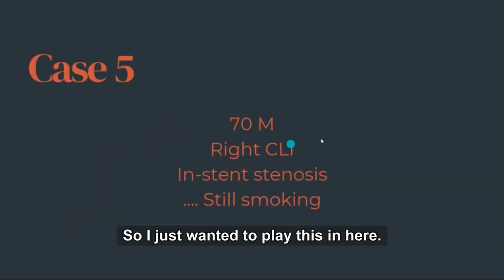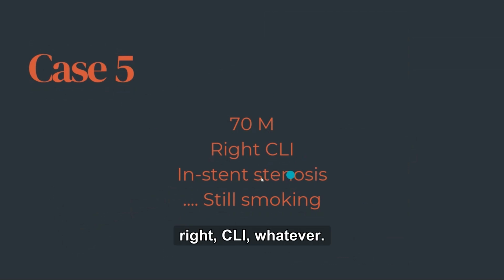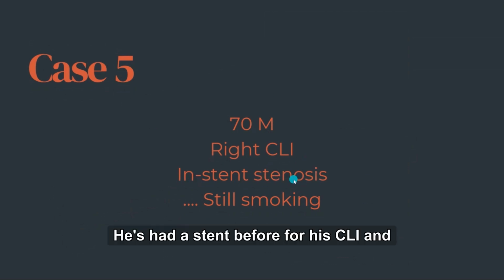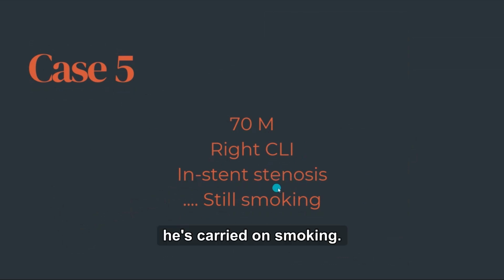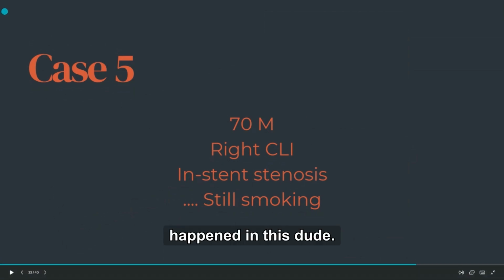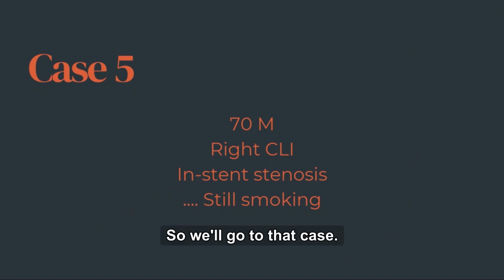So I just wanted to throw this in here. Same as your old mayor, right, CLI, whatever. He's had a stent before for his CLI, and he's carried on smoking. So when you have a stent, you need to go on dual antiplatelet therapy, like you do for a heart stent, and you have to stop smoking, otherwise it will block. That's exactly what's happened in this dude. So we'll go to that case.